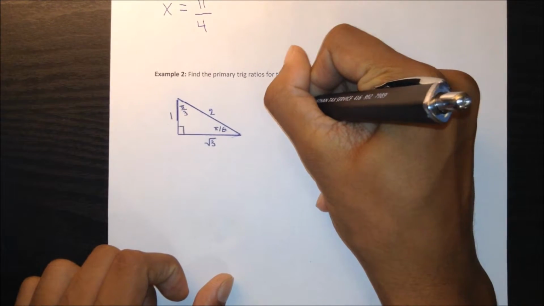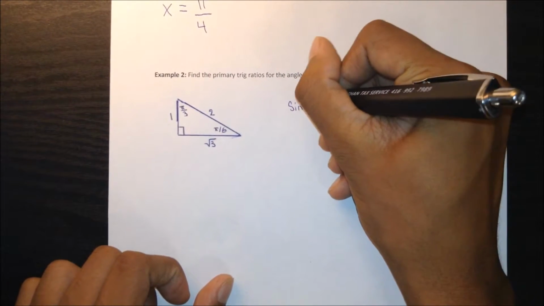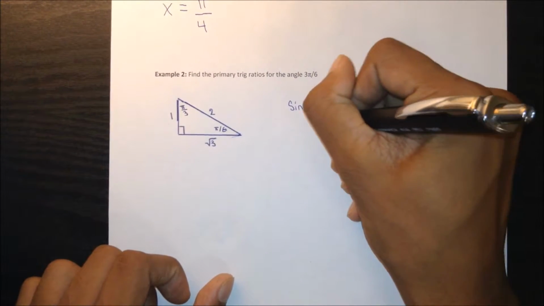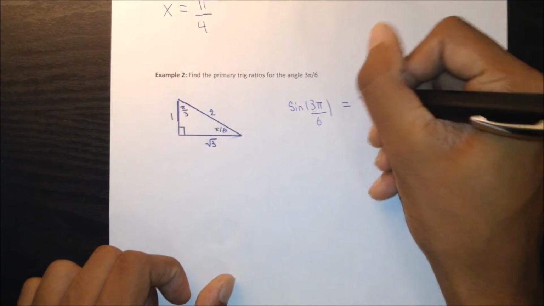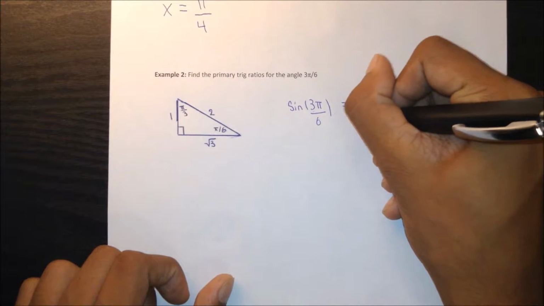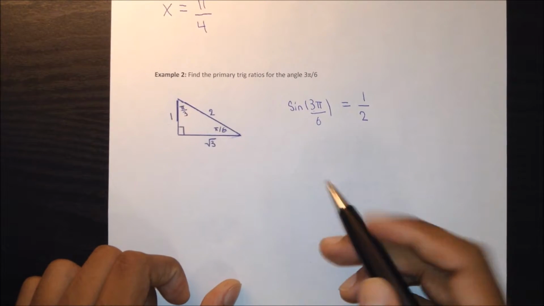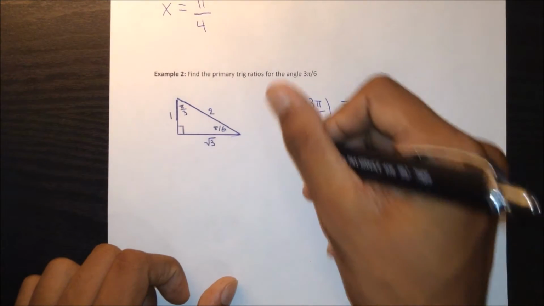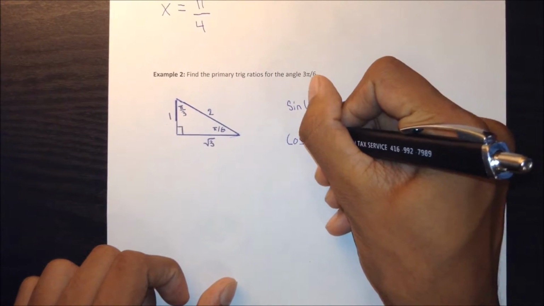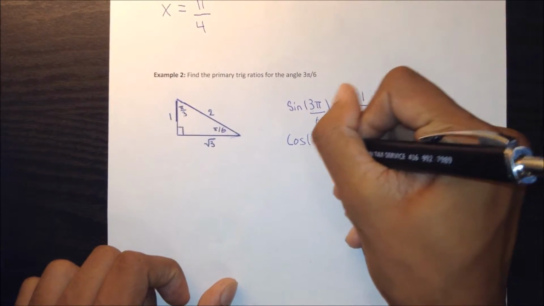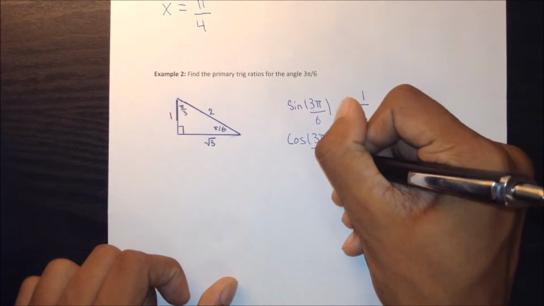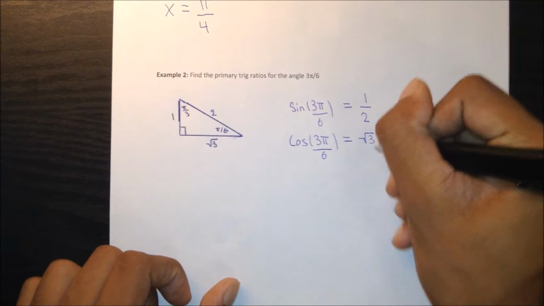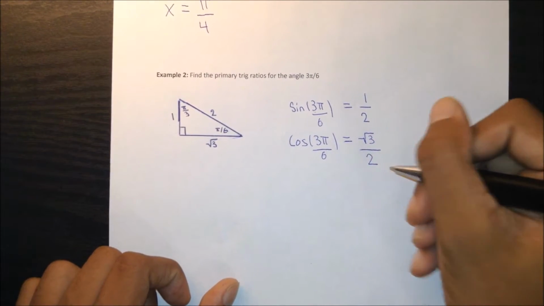So sine of 3 pi over 6 would be equal to 1 over 2. Now let's find the cos of this angle. The cos would be the adjacent over the hypotenuse, so cos 3 pi over 6 equals root 3, which is the adjacent, over 2, which is the hypotenuse.